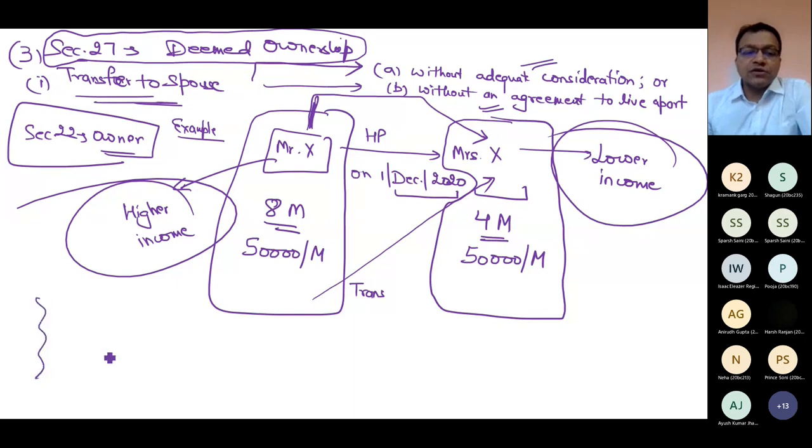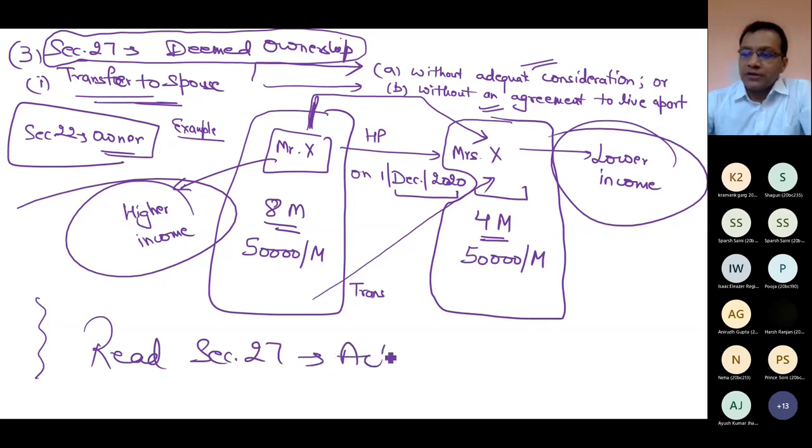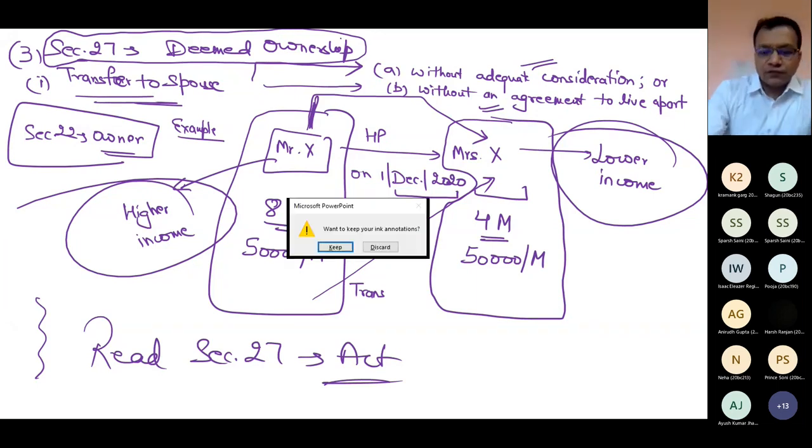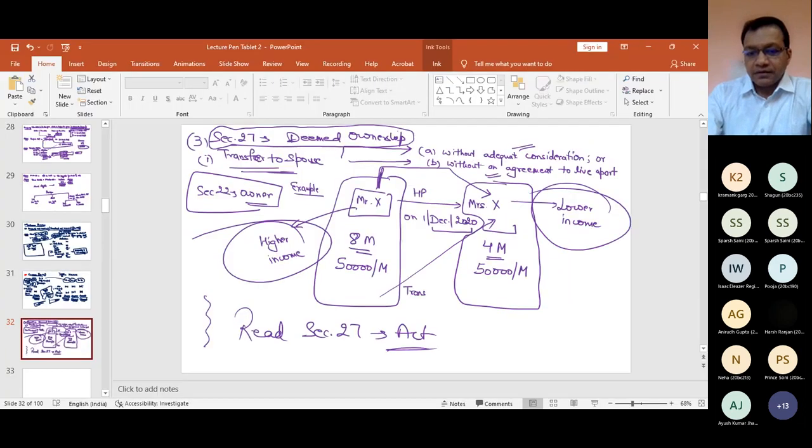There are other cases also. You should read section 27 yourself from the Act. But I told you the purpose of 27: it is deemed ownership wherever the transfer has been done just to avoid taxes. So, please raise your hand if 27 is also clear. The remaining is for self-study from the Act. Please raise your hands if you have understood 27. Now you are mature enough to read it yourself from the Act.